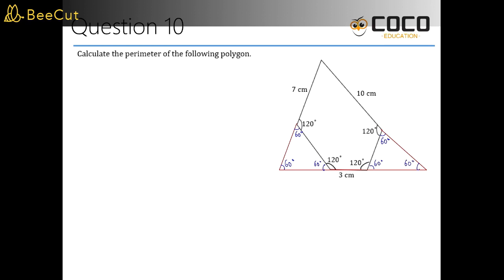Then for the big triangle, two of the angles are already 60, then the remaining angle is also 60. So we can let the missing side be, let's say this is A, then this is A and this is A. On the other side, we can let it be B, then this equals B and this is B. So we know that the big triangle ABC is an equilateral triangle.